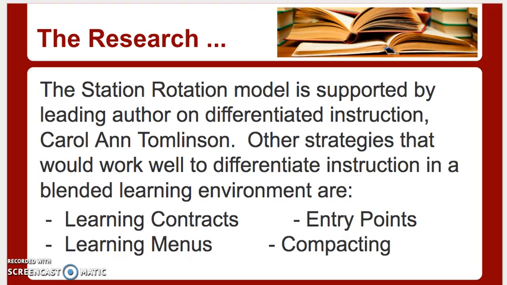The research of Carol Ann Tomlinson supports differentiation, and as I said, differentiation can be achieved through the station rotation model. You can also include learning contracts, different entry points for students at the stations, learning menus that you develop in the stations, or compacting, where you narrow the student learning goals to the things that you have at your stations.